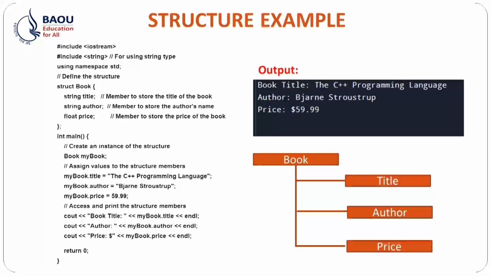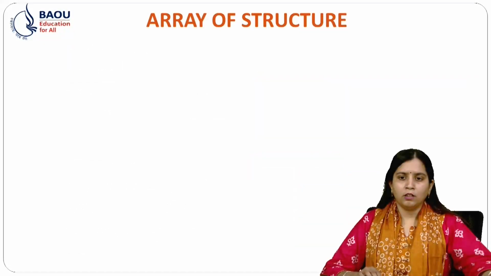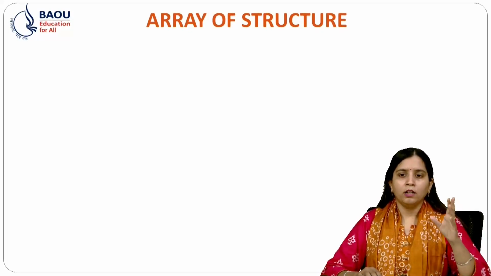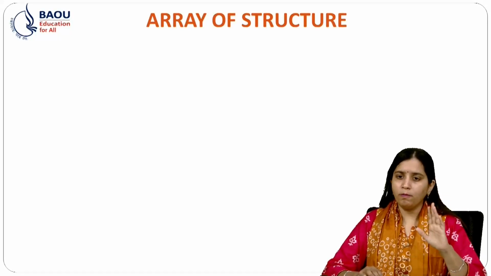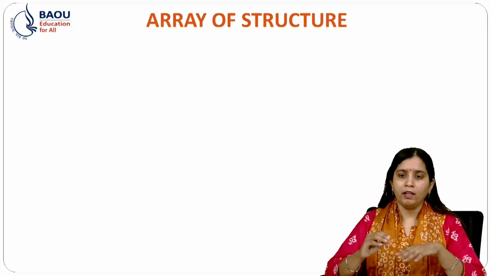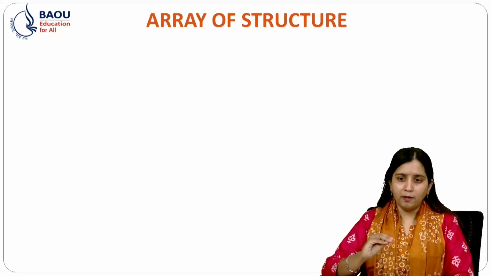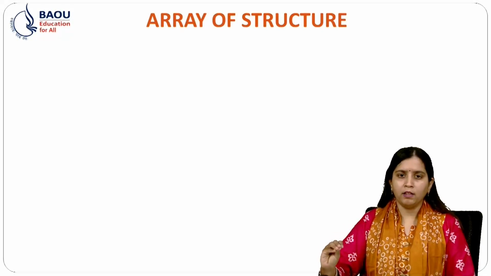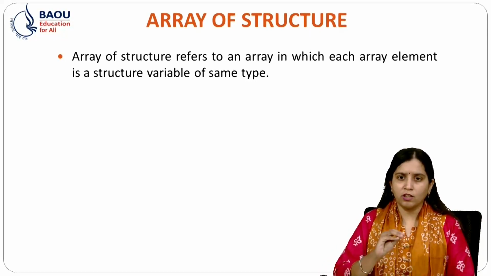I hope now you get the idea about structure. Now let's see array of structure. So what is an array of structure? As you have seen about array, what is an array? The items stored in a contiguous manner are known as an array. So array of a structure refers to an array in which each array element is a structure variable of the same type.